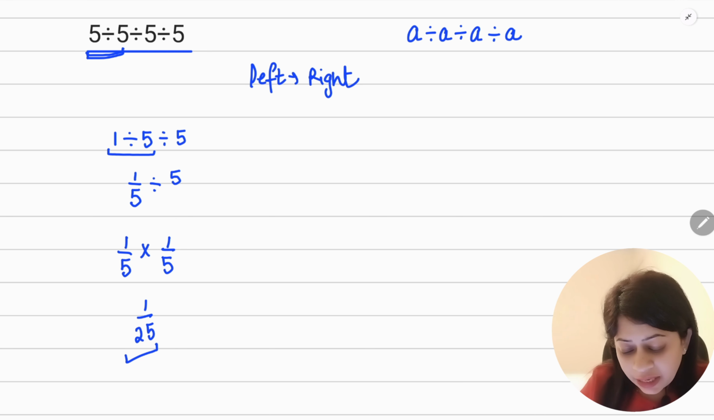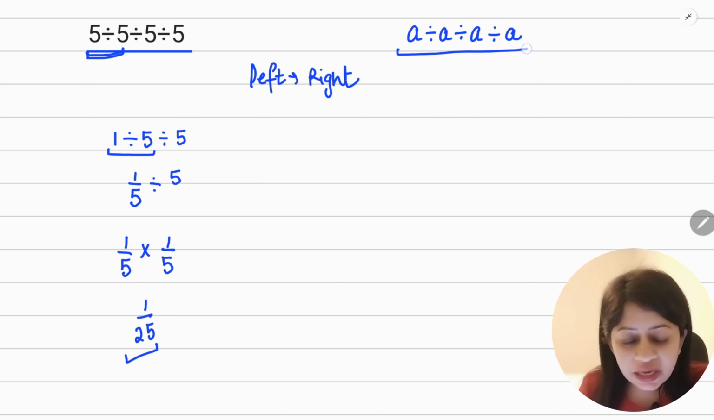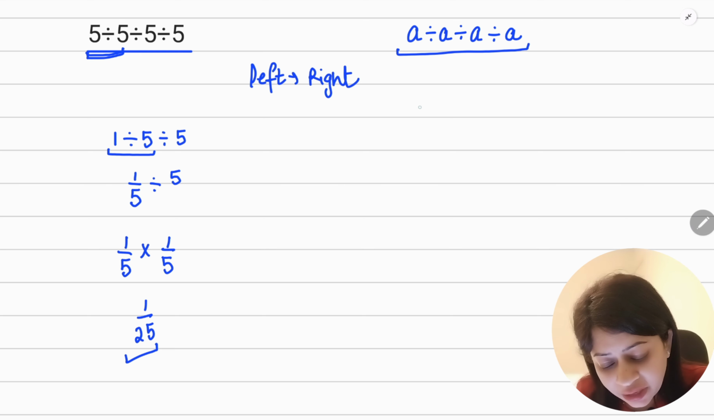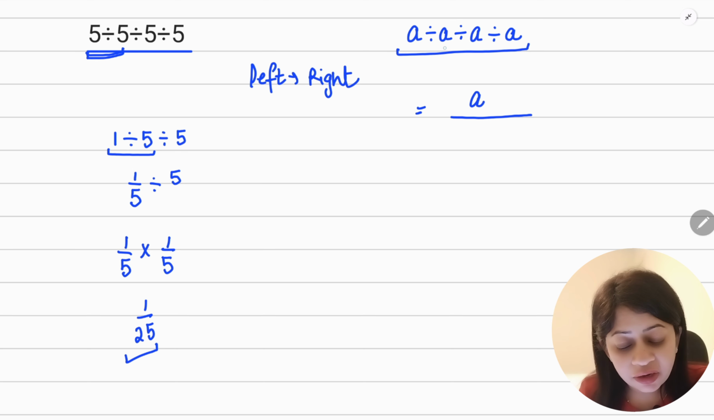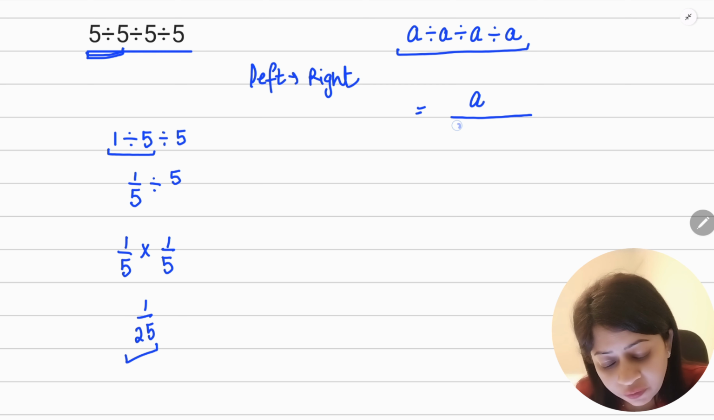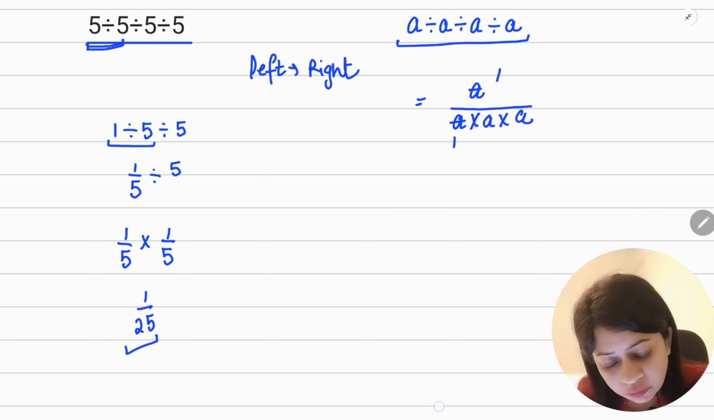But in these types of questions, we have a short trick as well. Whenever we have this kind of form, whether it is A, B or whatever, 5, 6, 7, 8, whatever we have, what do we need to do? You need to apply this short trick. If we have A divided by A divided by A divided by A, this is A divided by A multiplied by A multiplied by A. That means if we cancel out this term, it is actually 1 by A square.